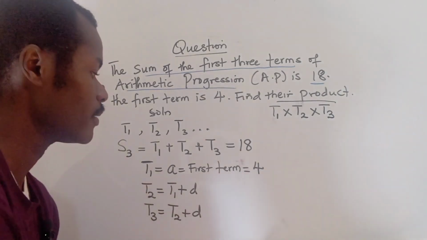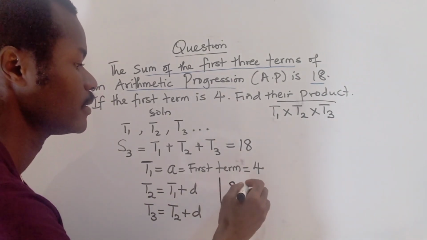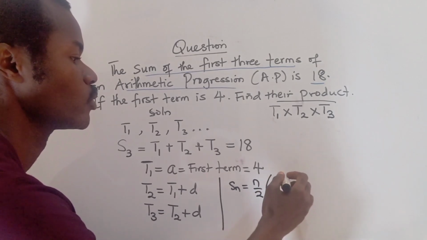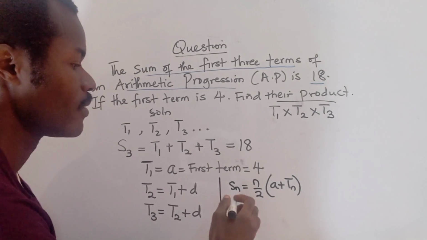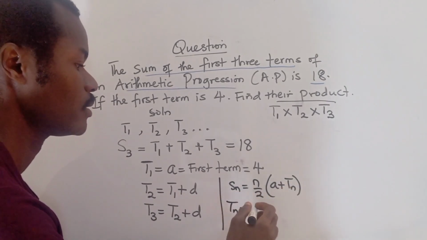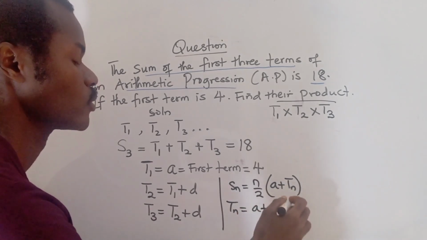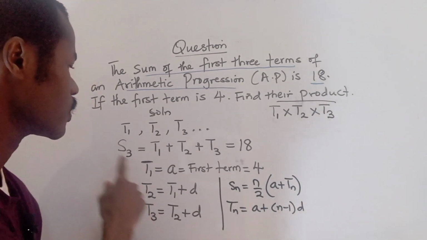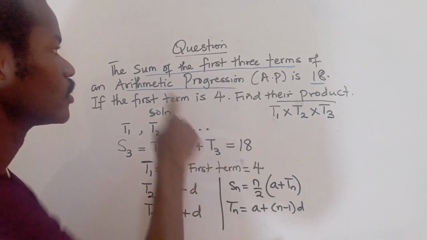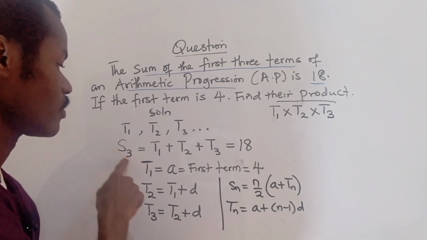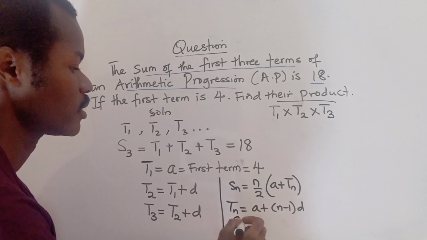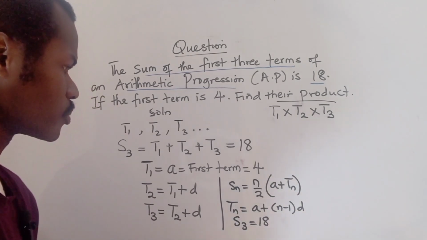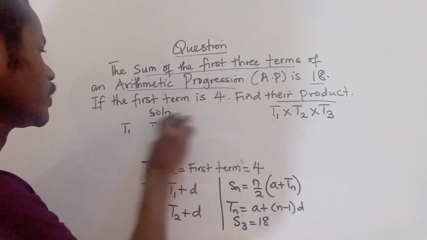What's the sum of terms formula? We have Sn equal to n over 2 in bracket, a plus the nth term. So what's our nth term? Tn, remember, is a plus n minus 1 multiplied by d. So all we need to do is, we are already told that S3 is 18, the sum of the first three terms. So our S3 is equal to 18.